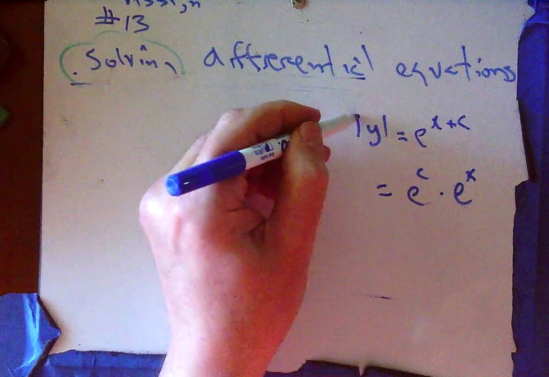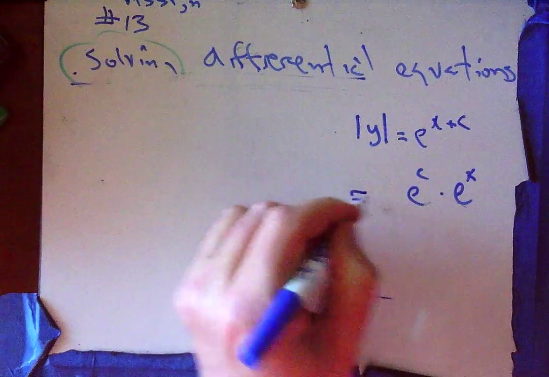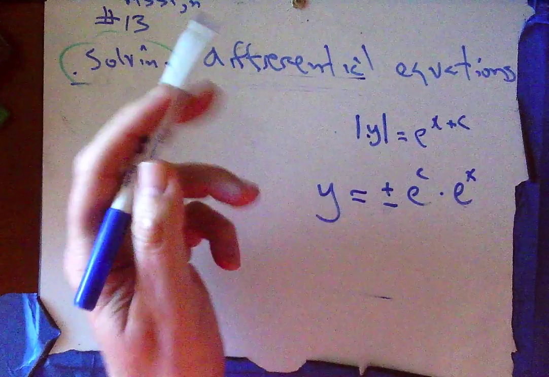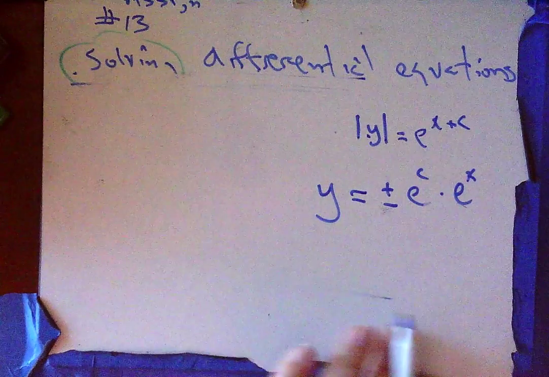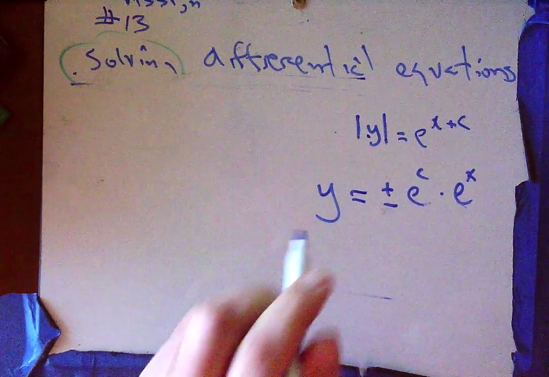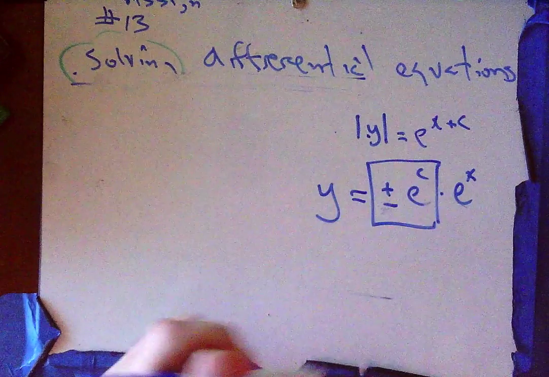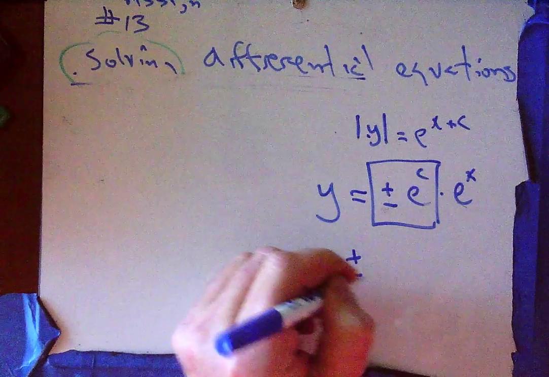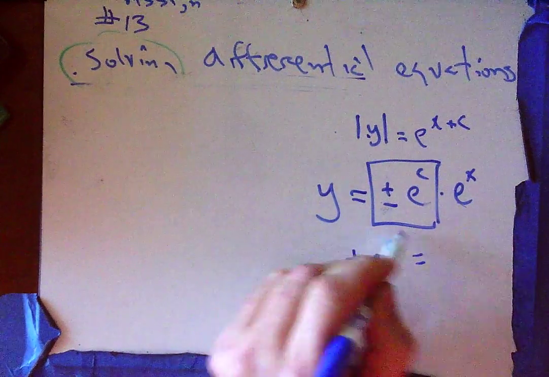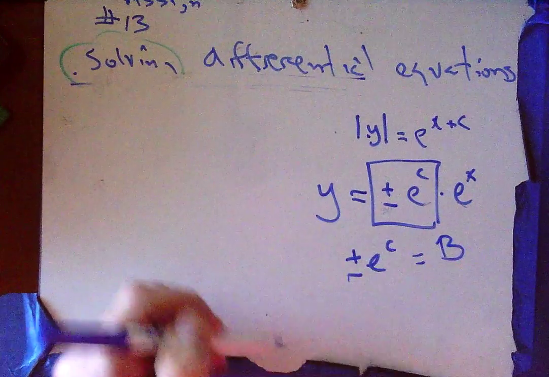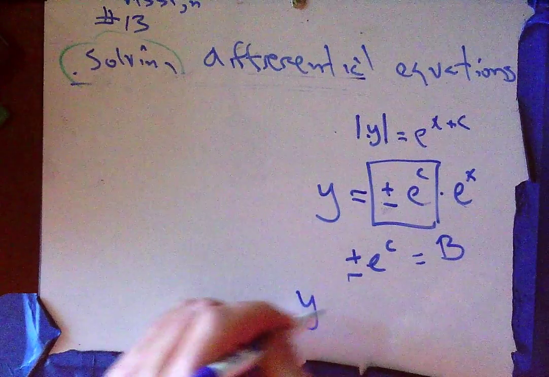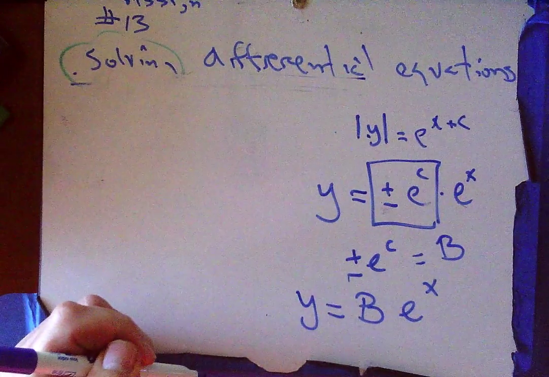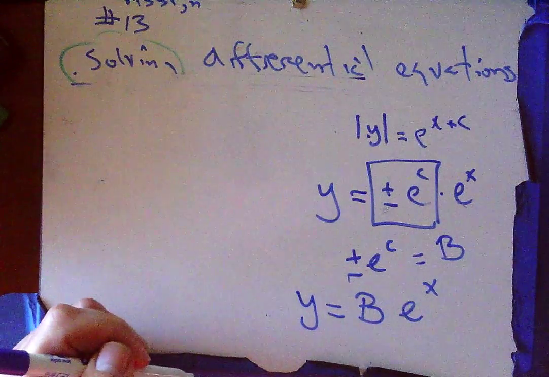Okay, now, to get rid of these absolute value bars, I'm going to need a plus or minus. Because that could be -2 or +2 in there. I don't know. So we've got to have both possibilities over here. Now, but wait, it gets better. See this? That's a constant. That's just some number. So I'm going to define plus and minus e to the c to be called the letter b. And so now I'm looking at b e to the x. I think I like that.